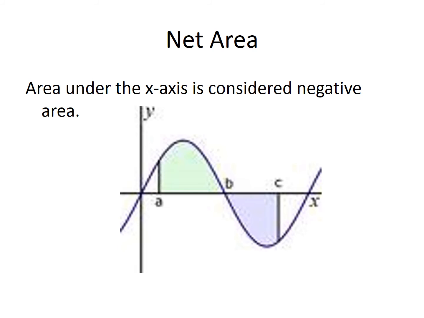Net area under the curve means that we consider area under the x-axis as negative. So anything under the x-axis, we consider that negative area. Now, I know in the past you've been told that there's no such thing as negative area, but in calculus, we like to break all the rules.